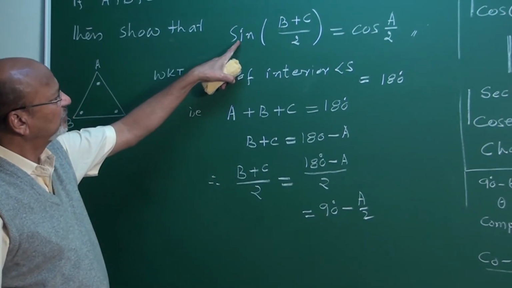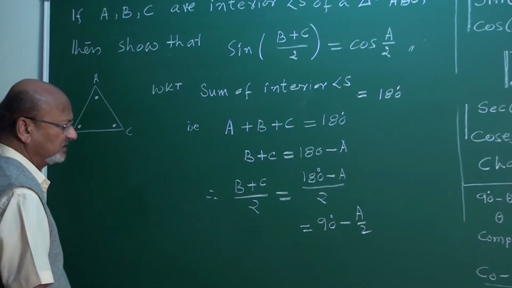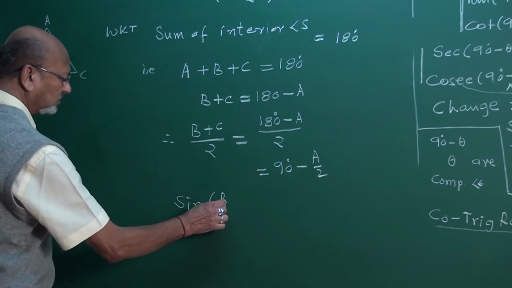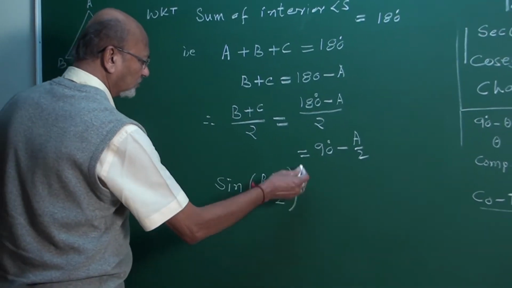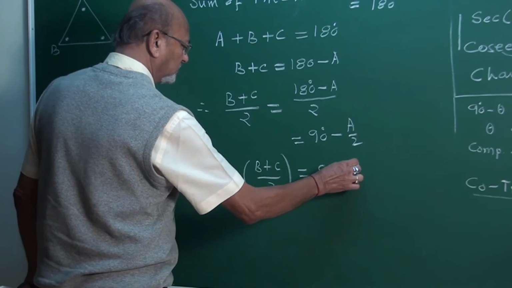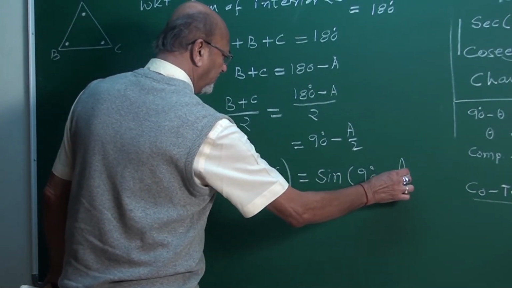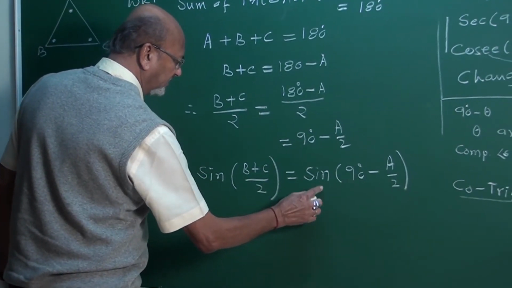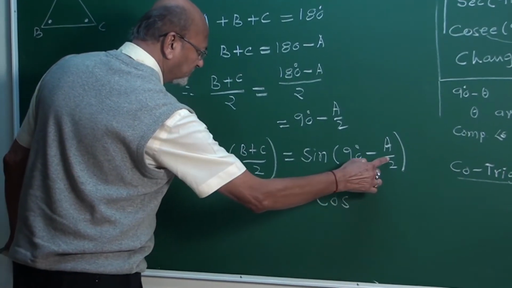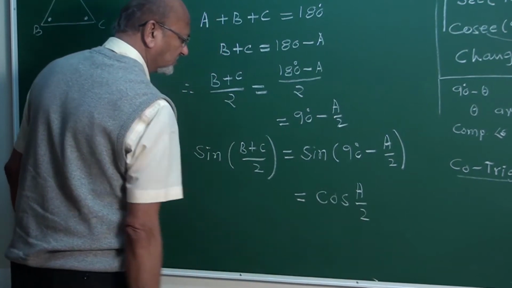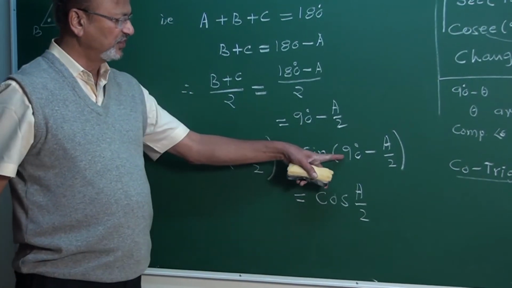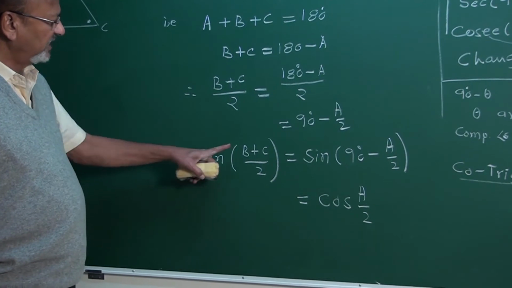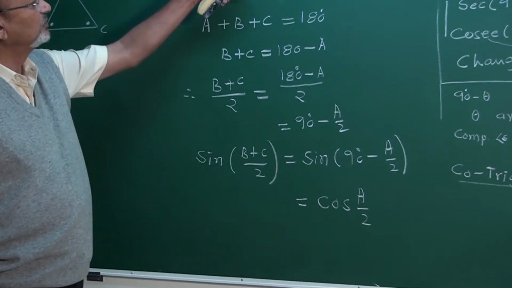Here, my friends, you have sine. Take sine on both sides. Therefore, sine of (B plus C) by 2 equals sine of (90 minus A by 2). Yes, my friend, your complementary angle came here. 90 minus theta: sine changes to cos, where theta is A by 2. Therefore, you have sine of (B plus C) by 2 equals cos A by 2, which is what you wanted.